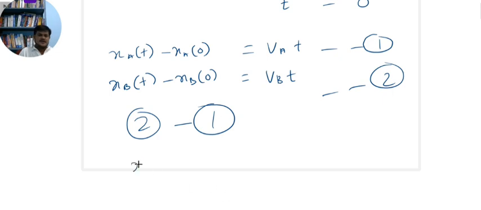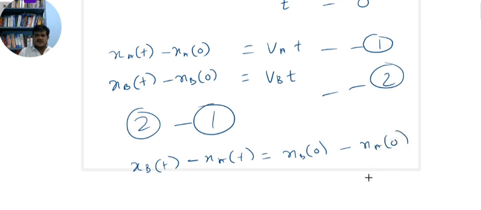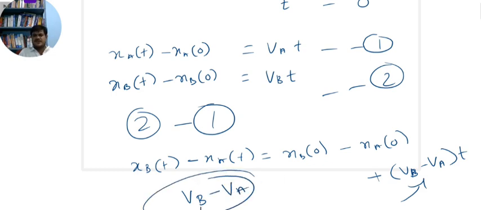What did we get? x_B(t) minus x_A(t) is equal to x_B(0) minus x_A(0) plus (v_B minus v_A) times t. Clearly we can see here that this is the relative velocity of B with respect to A. We can understand this as v_BA.